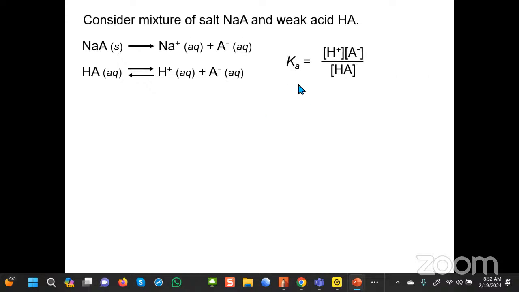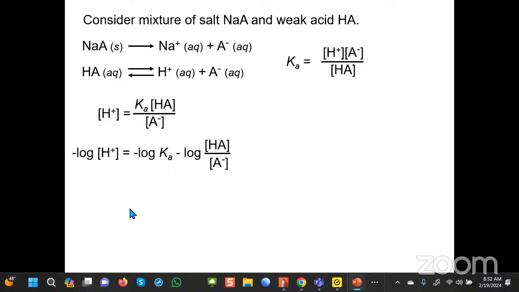We can write down the Ka expression for the acid, which would be equal to this right here, and we can rearrange it to solve for H+, which would be equal to Ka times the concentration of the acid, HA, divided by the concentration of the conjugate base, A minus. And then we can take the minus log of both sides. Why? Because we are interested in finding an expression for the pH of this sort of combination, right? So minus log of H+, which would be the pH, will be equal to minus log of Ka minus log of the concentration of HA over A minus.